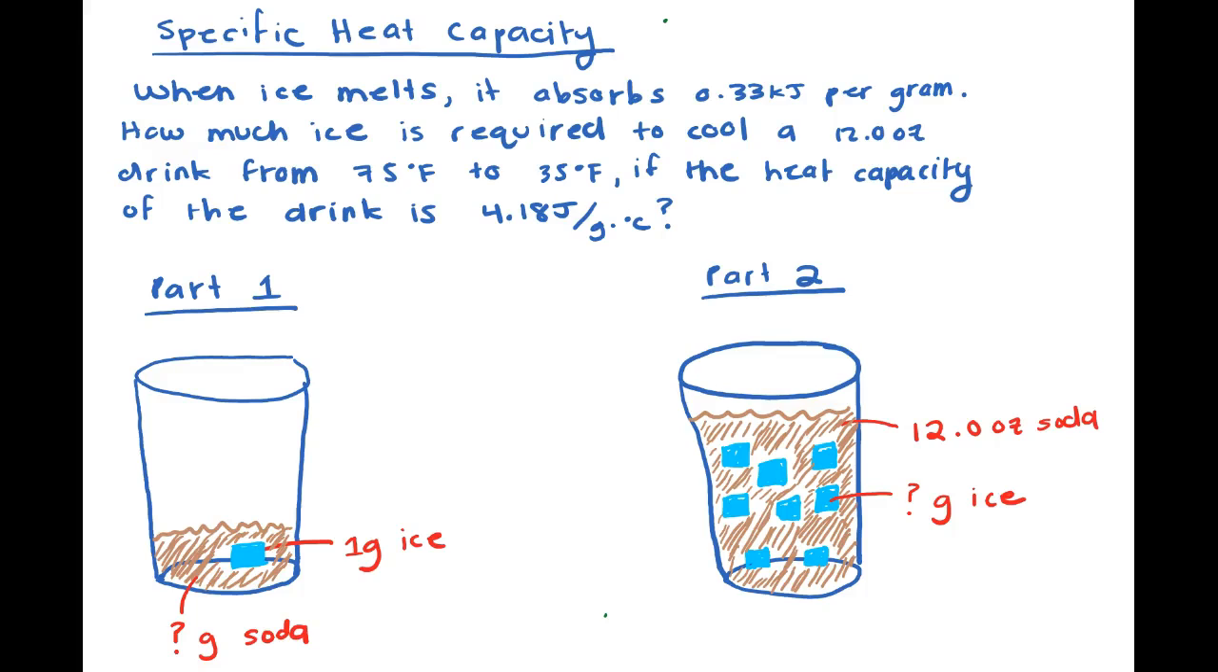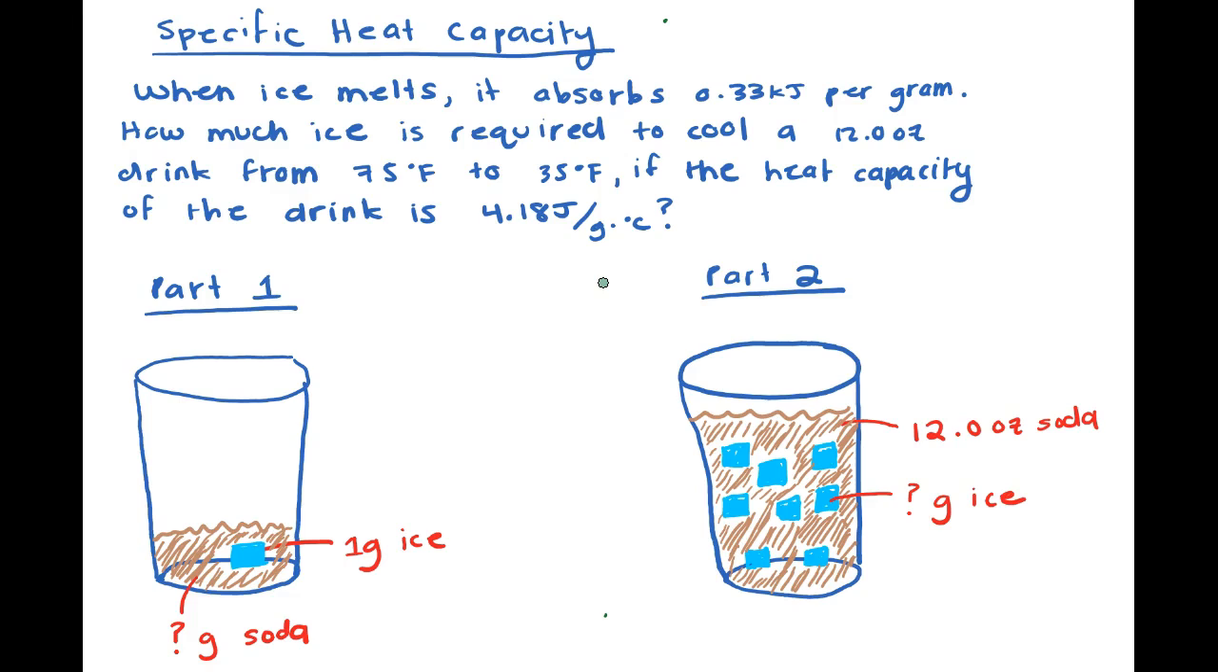So here's an example of a specific heat capacity problem. When ice melts, it absorbs 0.33 kilojoules per gram, so we're talking about per gram of ice. How much ice is required to cool a 12-ounce drink from 75 degrees Fahrenheit to 35 degrees Fahrenheit if the heat capacity of the drink is this that's given?